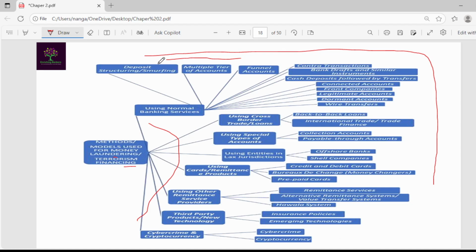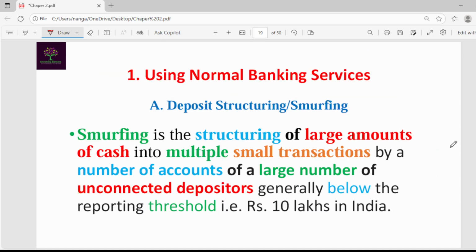So let us see each of these methods. First method, using normal banking services, is deposit structuring or smurfing. Smurfing is the structuring of large amounts of cash into multiple small transactions by a number of accounts of a large number of unconnected depositors, generally below the reporting threshold, that is 10 lakhs in India.